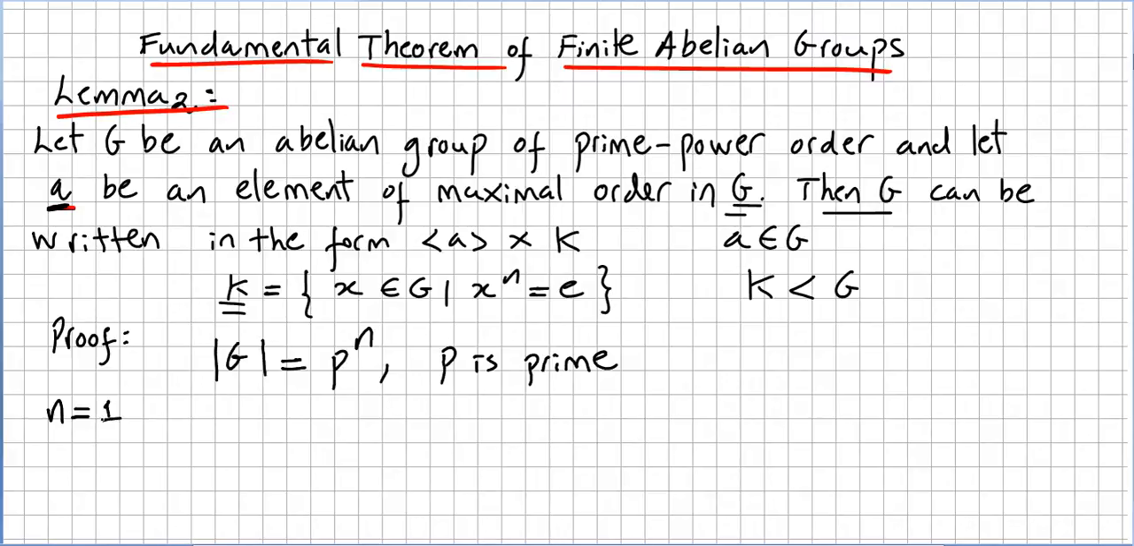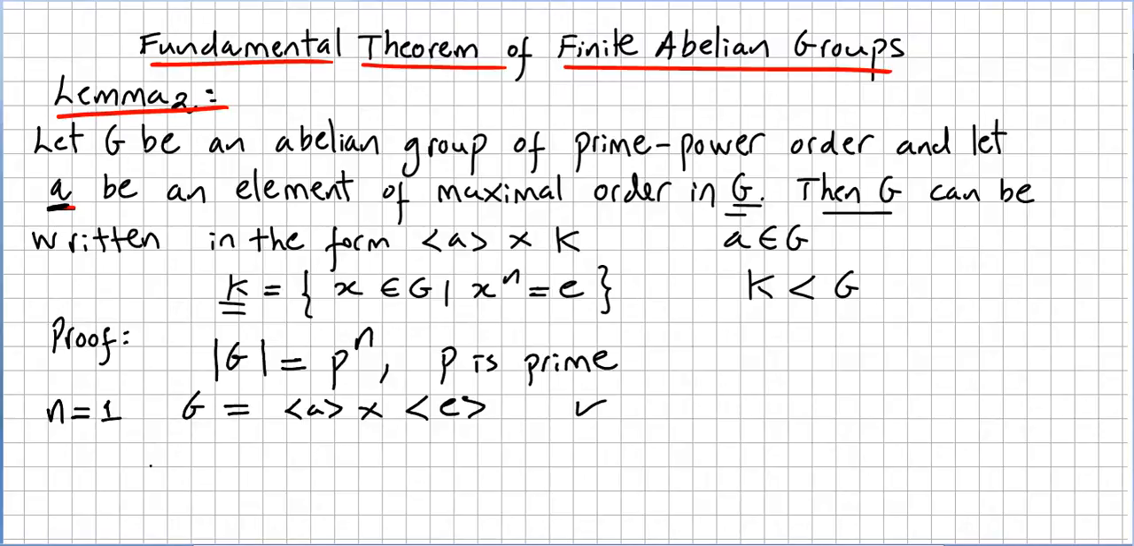So if n equals 1, this is easy because G will be A times, so n is 1, right? So this x is to the power of 1. So the only element that is to the power of 1 is the identity itself. So it would be A times the identity, if n is equal to 1. Okay, checked.